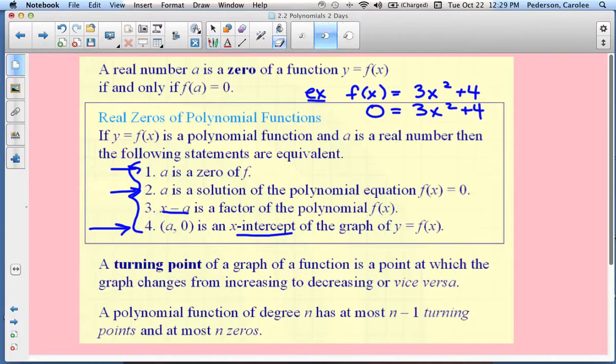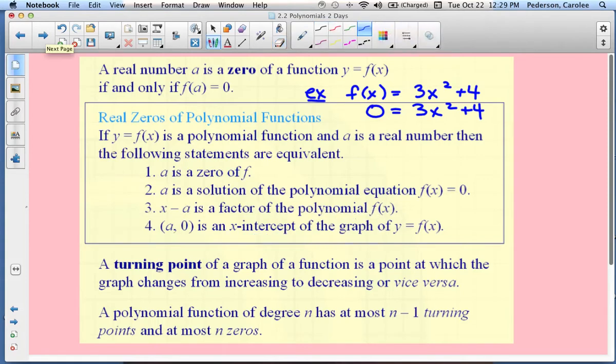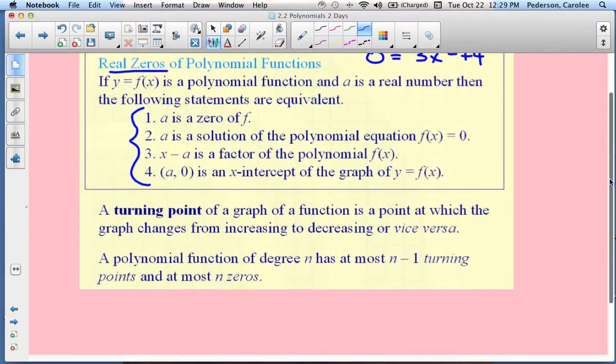So I would say for this slide, I'm going to go ahead and erase this. Real zeros of a function, 1 through 4 is what I would write down. Go ahead and pause if you need to.